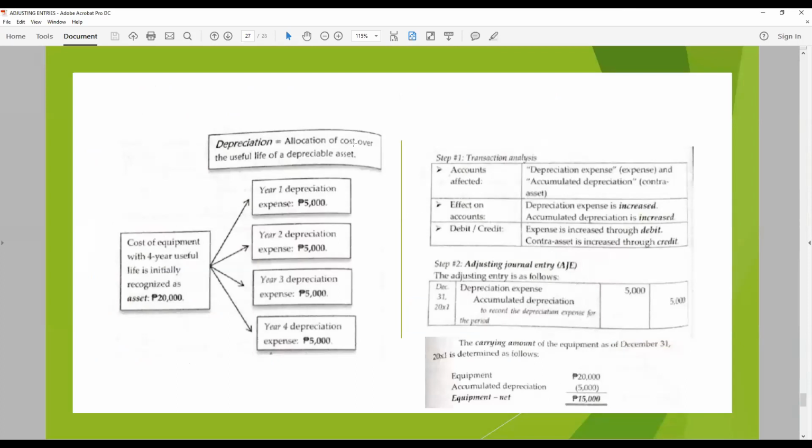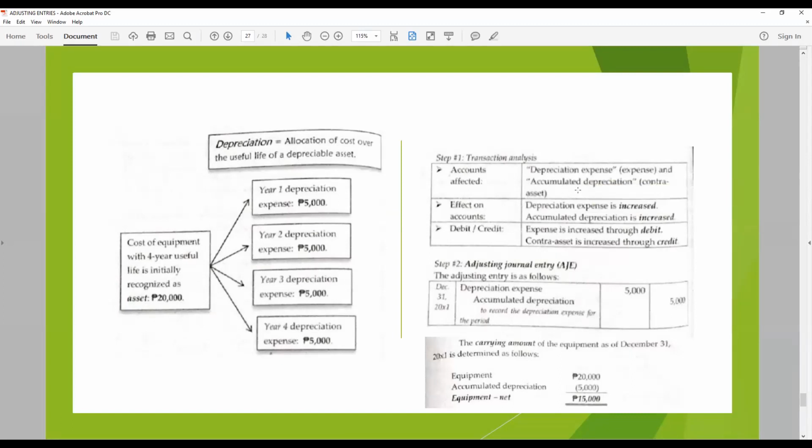So, depreciation is the allocation of cost over the useful life of a depreciable asset. So, cost of equipment with 4-year useful life is initially recognized as an asset for 20,000. So, year 1 depreciation expense 5,000, year 2 depreciation expense 5,000. So, ganito yung allocation ng cost ng equipment. Yan, 5,000 each year.